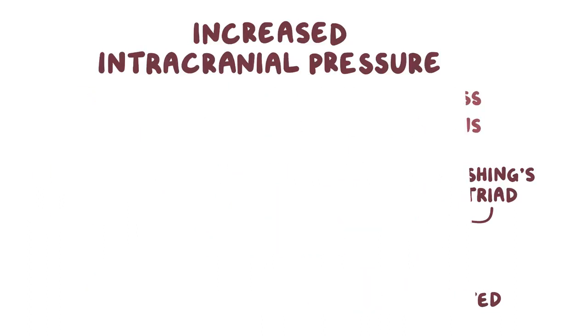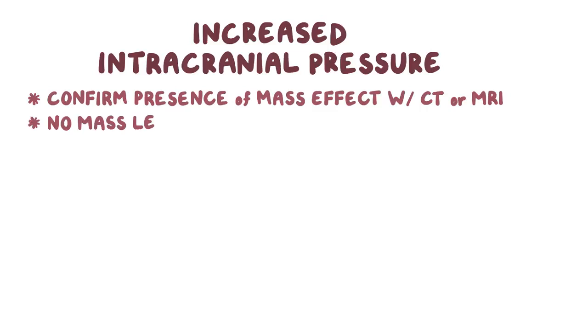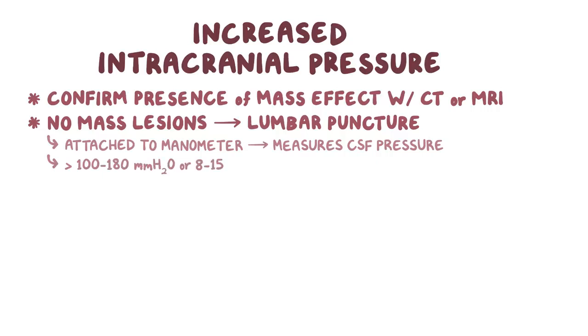Lumbar puncture is classified as a relative contraindication in individuals with suspected increased intracranial pressure due to possible herniations. In order to confirm the presence of a mass effect that may be causing increased intracranial pressure, medical imaging, such as CT or MRI, can be used. If CT and MRI fail to prove any mass lesions within the skull, lumbar puncture can be performed. Once the needle is inserted into the spinal canal, it's attached to a manometer, which is a device that measures the CSF pressure. Normal opening pressure on lumbar puncture is 100 to 180 millimeters of water, or 8 to 15 millimeters of mercury. Above that is considered increased intracranial pressure.